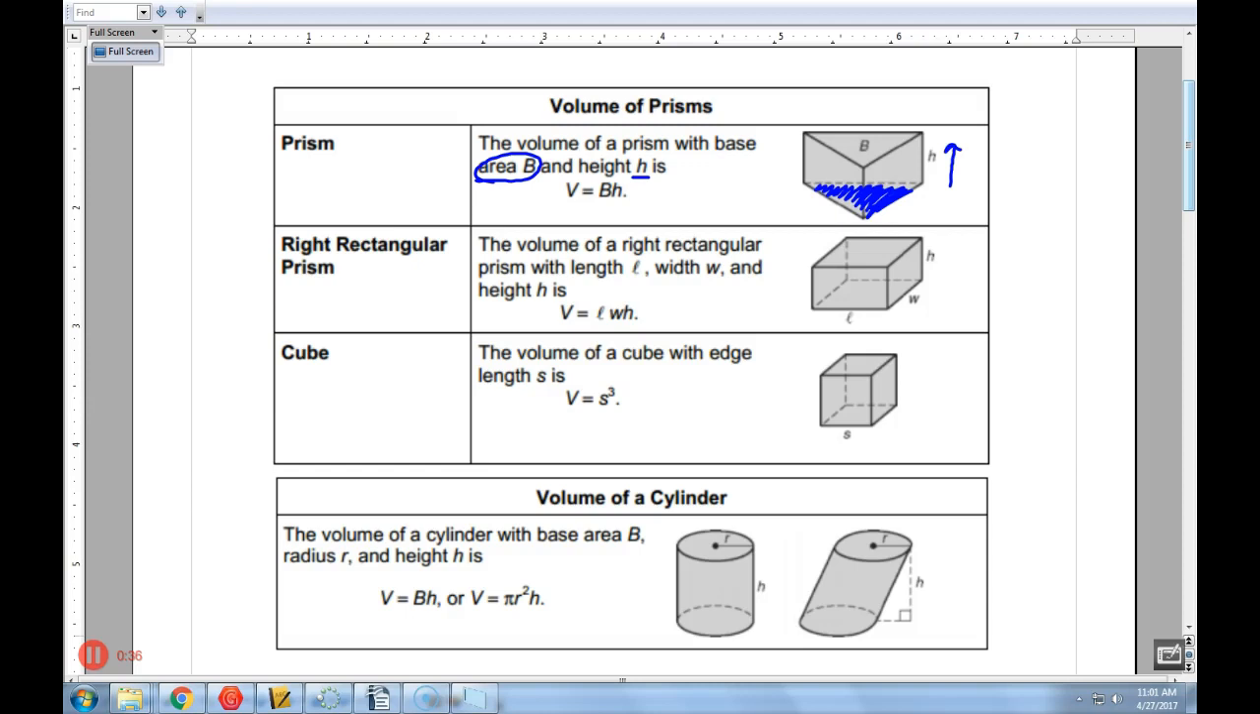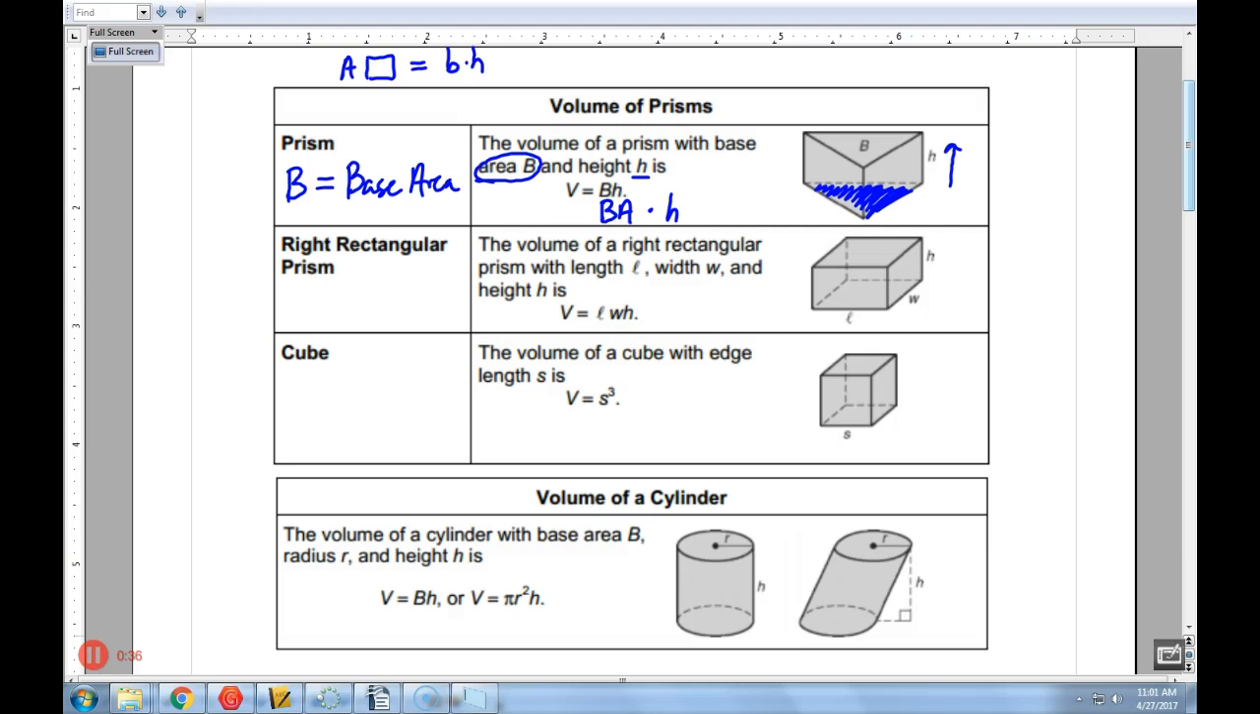Now notice that there's a capital B. A lot of times when we do the area of a rectangle, we'll write little b base times height. Well, they're using capital B to represent the base area. Sometimes instead of using that, I'm going to say base area times the height, just because I think it's a little better than just using the B. That's just something I'm going to do.